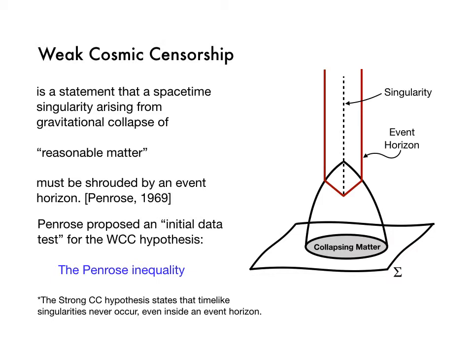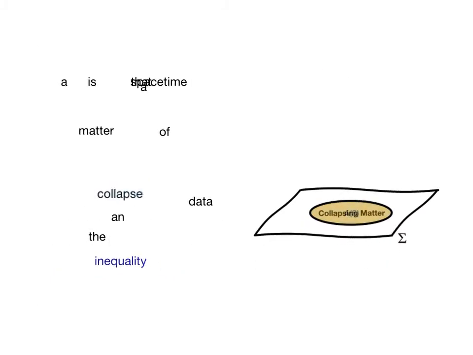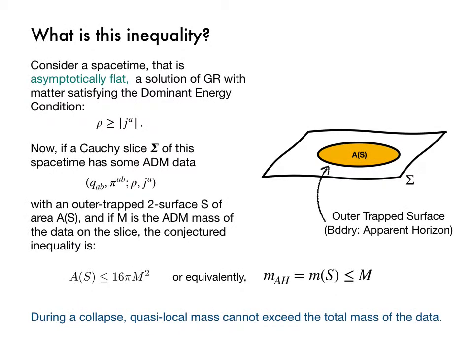Penrose also proposed an initial data test for the weak cosmic censorship hypothesis in terms of a Penrose inequality. What is this inequality? Consider a spacetime that is asymptotically flat and also a solution of general relativity with matter satisfying the dominant energy condition. That is, there should not be any superluminal effects. Now, suppose a Cauchy slice sigma of this spacetime has some ADM data, which is given by a 3-metric of that slice, its conjugate momenta pi^AB, and the matter variables, the density and current rho and j.